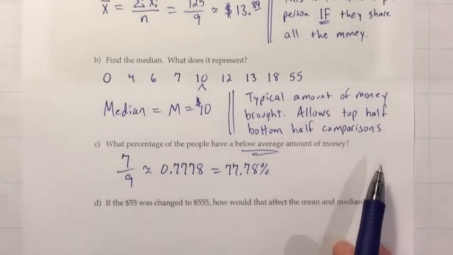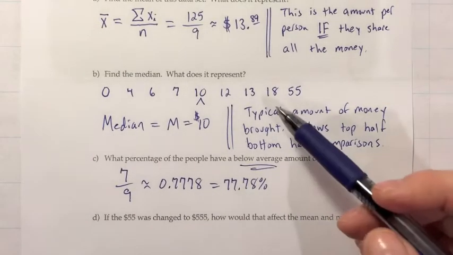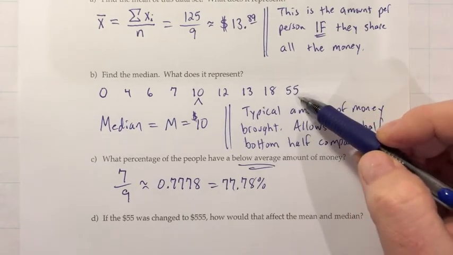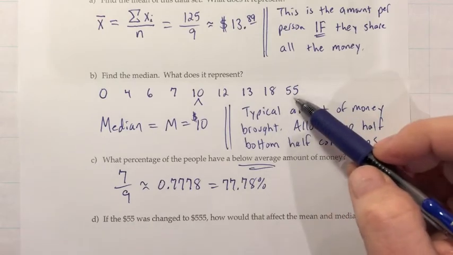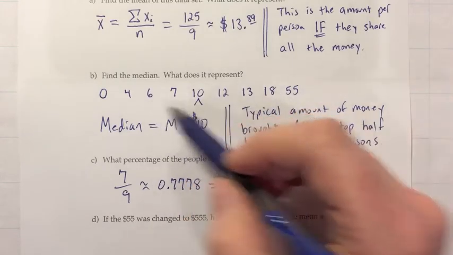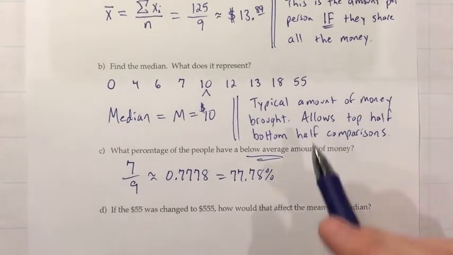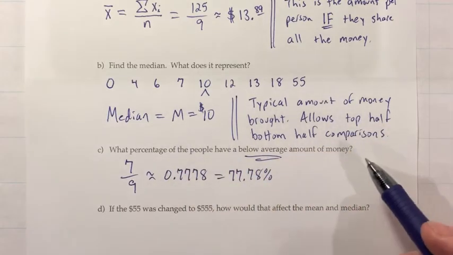And that has to do with the fact that the mean can be skewed by outliers. Now, an outlier is a value that kind of stands apart from the rest. Now, in this list, nothing seems to be obviously standing apart, but this person with $55 brought a lot more money than anybody else, and so we refer to that as an outlier. If we saw this in a graph, you'd see this point is lying far away from the rest.